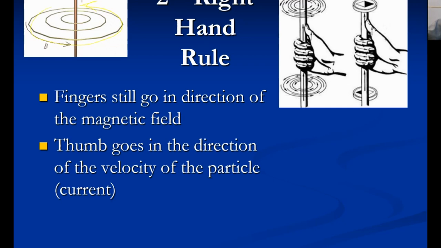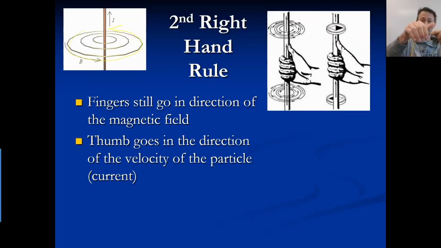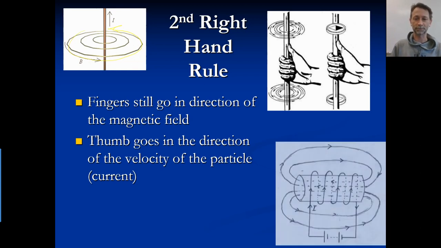So if my wire goes this way and I say, hey, the current is going that way, then I'm going to grab my wire this way. And the question might say, well, what direction is the field at this point over here? And I would have to say that it is going down south based on that. So the fingers still go in the direction of the magnetic field. The thumb goes in the direction of the velocity, which is the current, in the direction of the wire. And that's how you can determine which way the magnetic field is going.